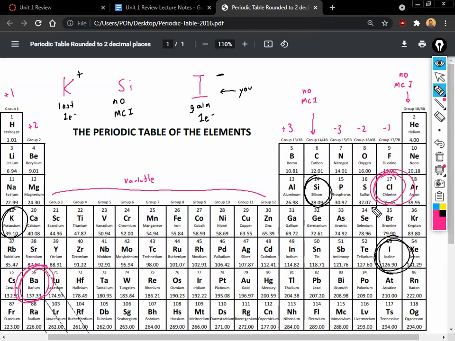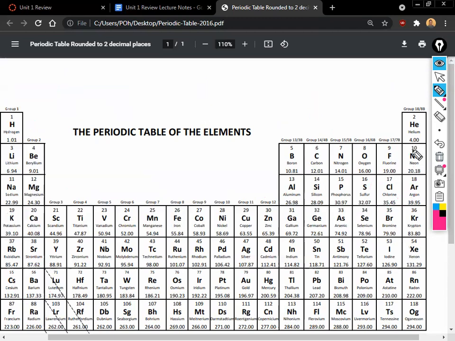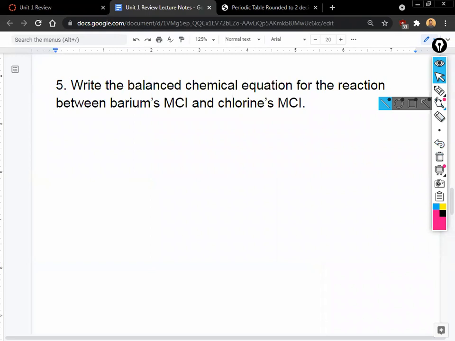Okay, so barium and chlorine. All right, so hopefully you got barium 2+ and chlorine Cl-. So barium's MCI is Ba2+ and Cl- is chlorine's MCI. Now, what we're going to do here is try to write the equation for when these two things combine together. So we said before that positive and negative charges are attracted to each other, right?